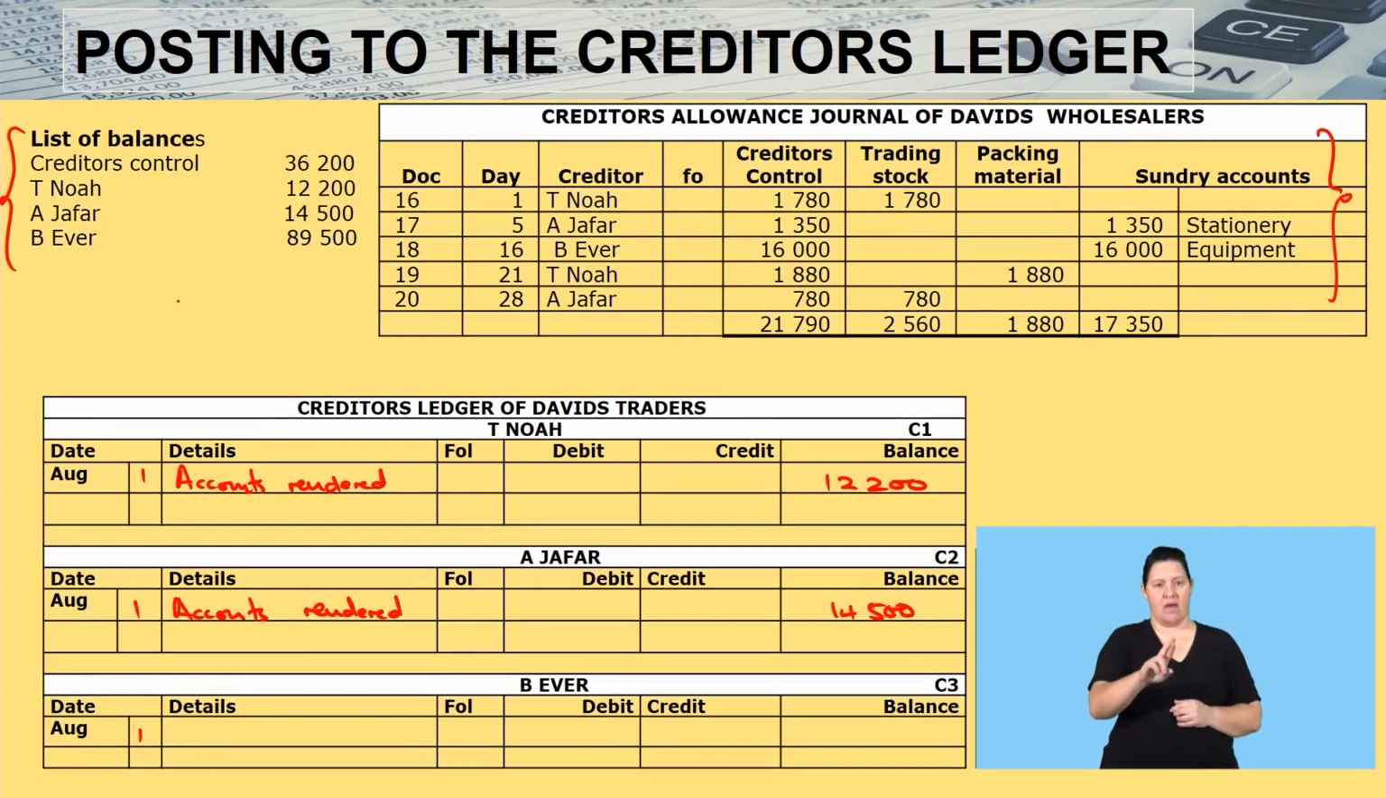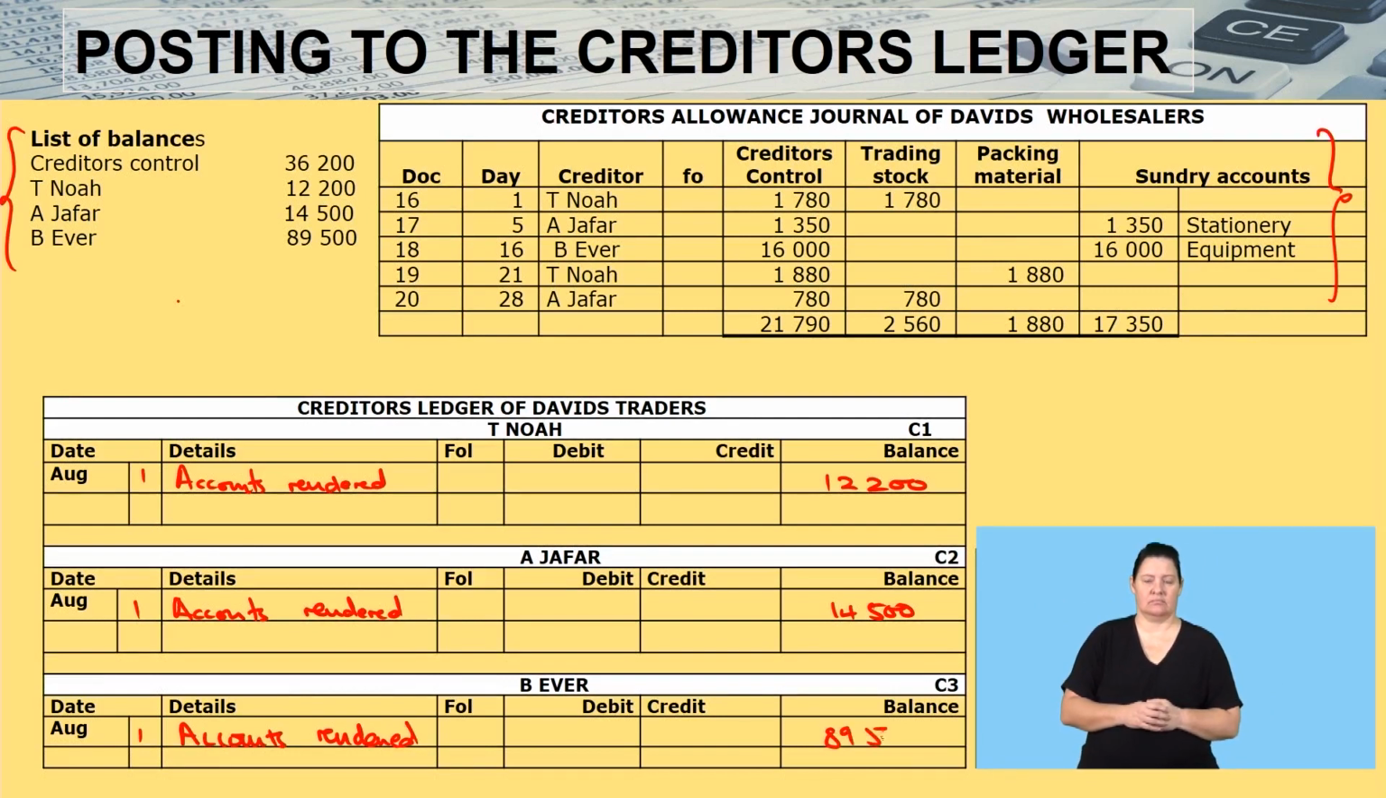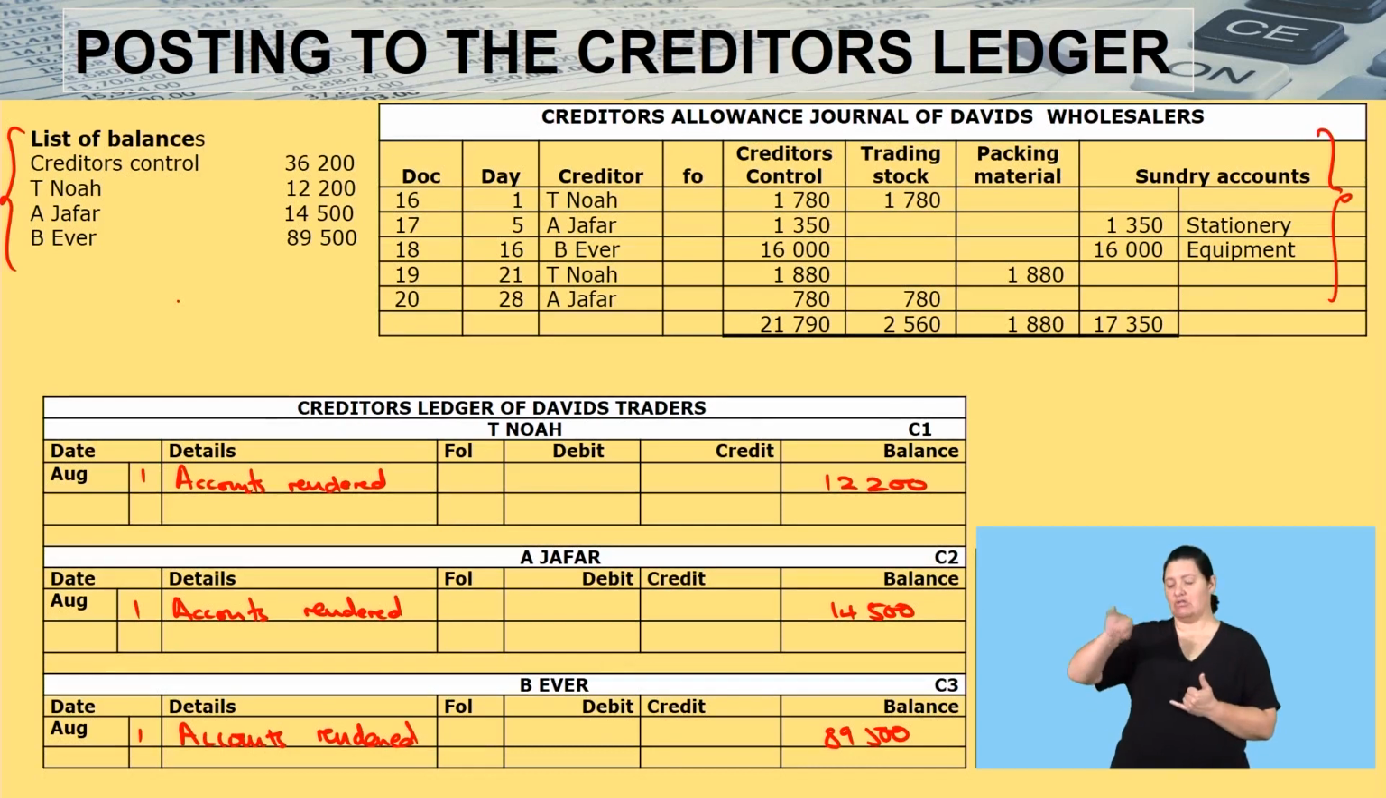On the first, accounts rendered. There is my accounts rendered, and then the amount is 89,500. Now, let us post from the Creditors Allowances Journal.